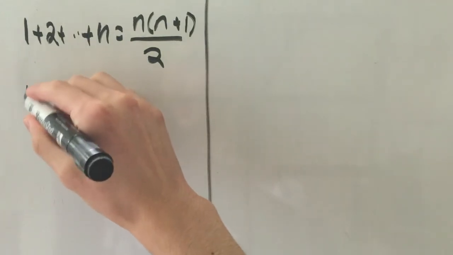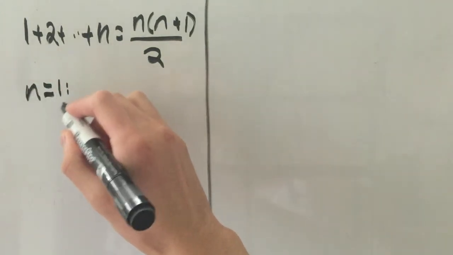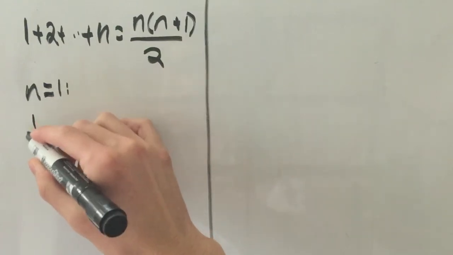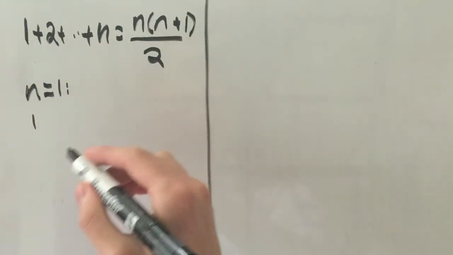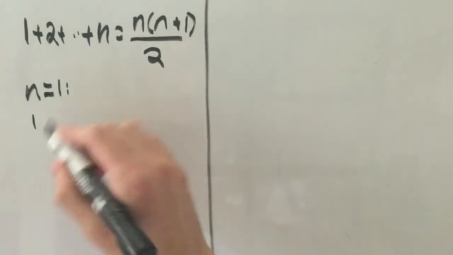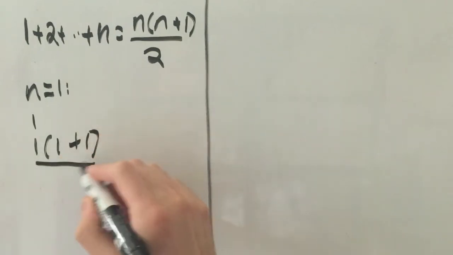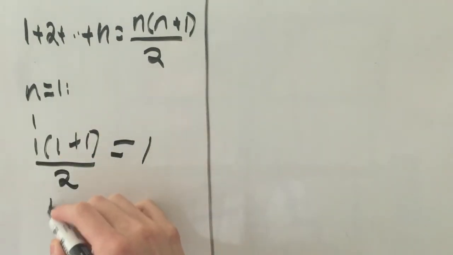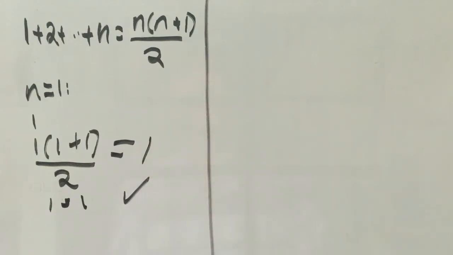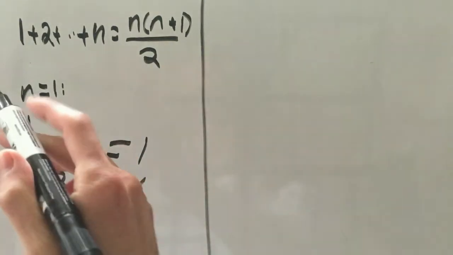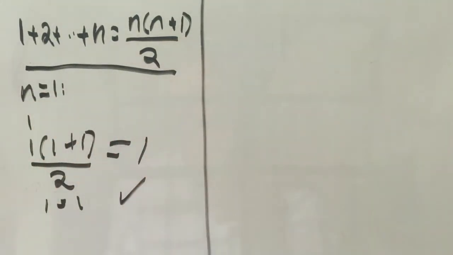For our trivial case, we're going to look at n equals 1. If n equals 1, then the sum2 of n is just 1 itself: 1 plus up to n is just 1. And then our formula on the other side is 1 times 1 plus 1 over 2, which is 1. Since 1 equals 1, we have a good base case. What I've done in this base case is just verify that my formula holds. I've shown that this result holds for n equals 1.